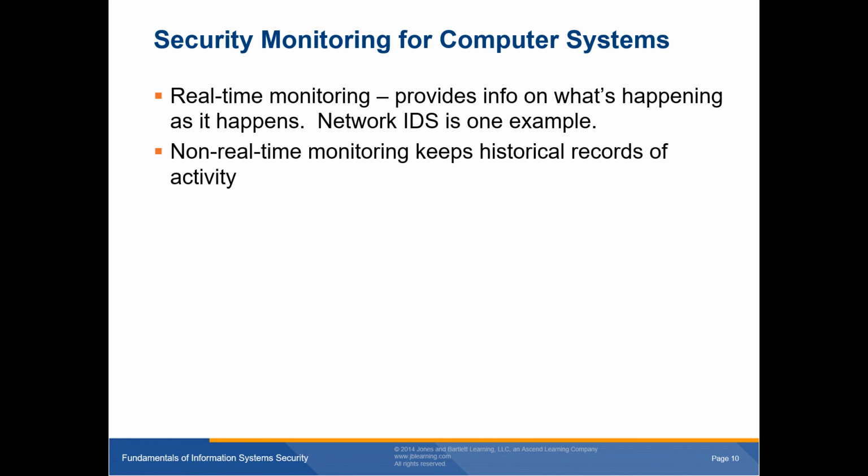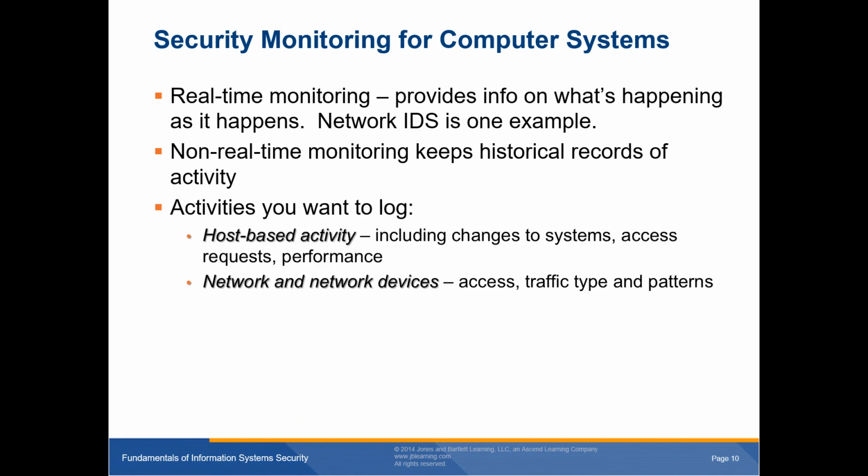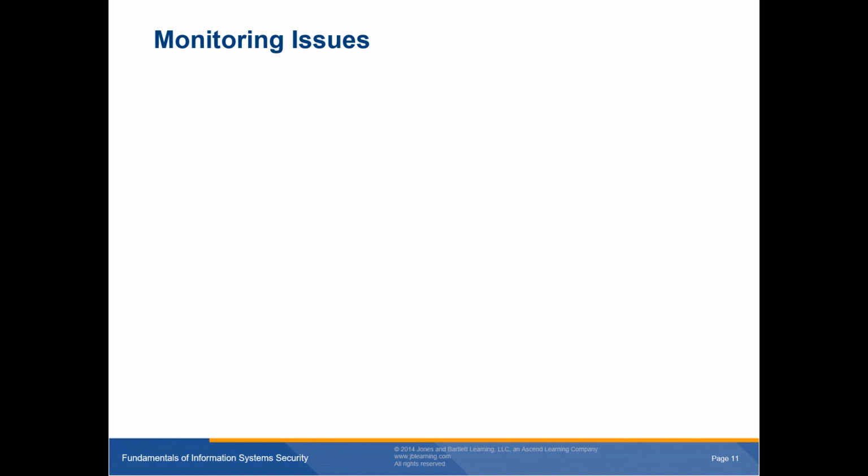Non-real-time monitoring keeps historical records of activity. These include application logging. All applications that access or modify sensitive data should have logs that record who used or changed the data. And system logging: who accessed the system and what that person did. Activities you want to log include host-based activity, including changes to systems, access requests, and performance, and network devices, access, traffic type, and patterns.